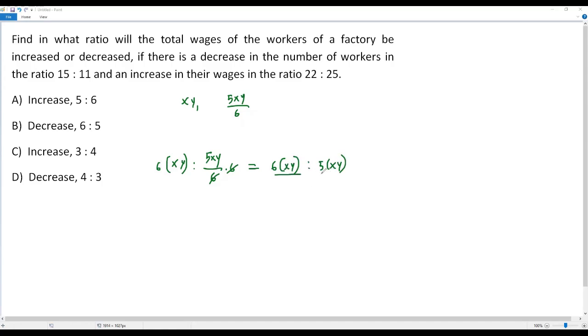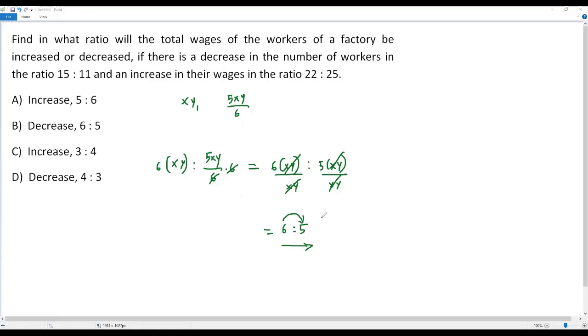Now let me divide both the terms of this ratio by x times y. Then xy will cancel out here and here. Then I'm getting 6 to 5. When I get the ratio of the total wages before changes and the total wages after changes, I got 6 to 5. When I look at this ratio from left side to right side, it's decreased.